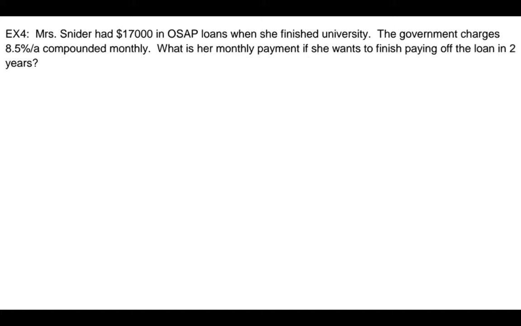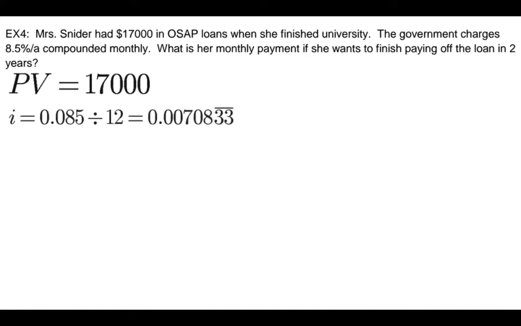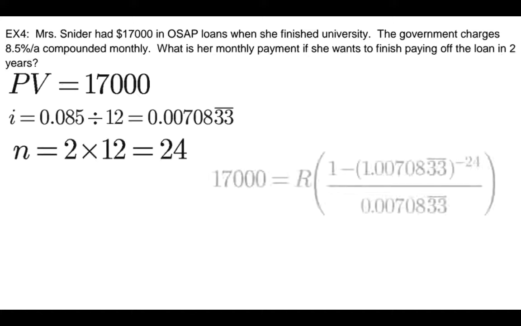So we're actually not doing a timeline, a series here. We're just kind of writing out what we know. We know the present value is 17,000. The interest rate's 8.5% divided by 12. We're doing it for 24 months. Sub everything into the formula, and we're looking for R.